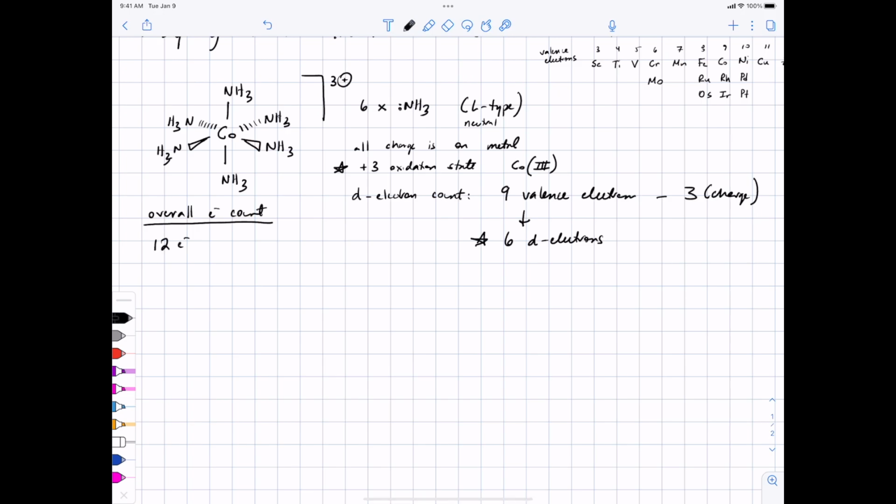12 electrons from the ligands shared with the metal. And then you have 6 d electrons for an overall electron count of 18. This is an 18 electron complex. And we would call that, I don't know, coordinatively saturated. That's the new octet rule for transition metals, no more than 18 electrons.